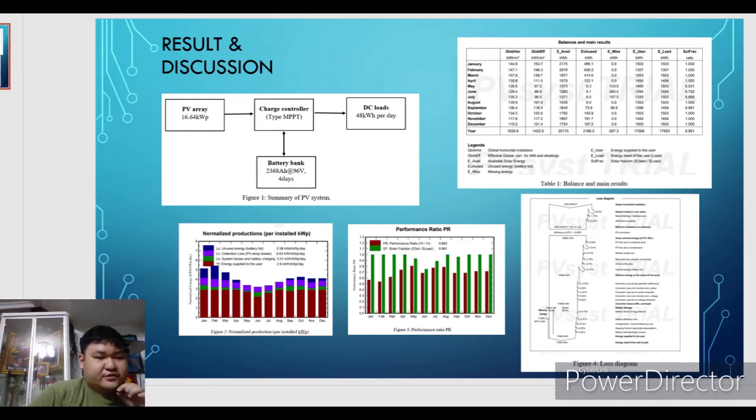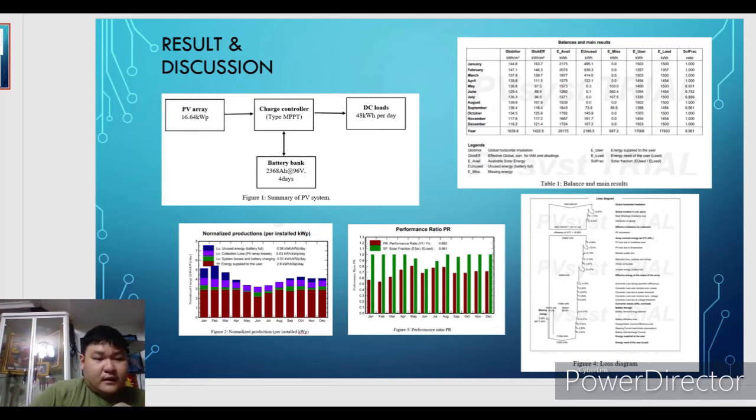Next, figure 2 shows the normalized production per installed kilowatt peak. The daily supply to the user is 2.8 kilowatt hours per kilowatt peak. Unused daily energy due to the battery being full is 0.36 kilowatt hours per kilowatt peak.